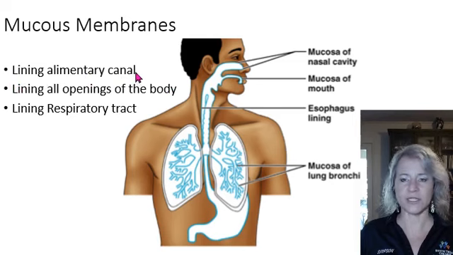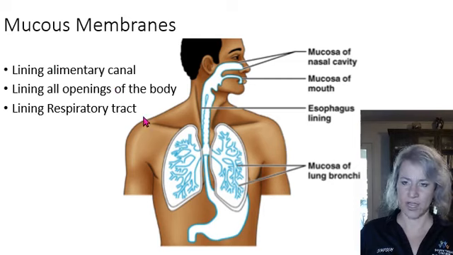The alimentary canal is the passageway that goes from the mouth all the way to the anus. So that's what it means, alimentary canal. That is your passageway that goes all the way from the mouth to the anus. And so we also have mucous membrane lining your respiratory tract, in the lining of your lungs.